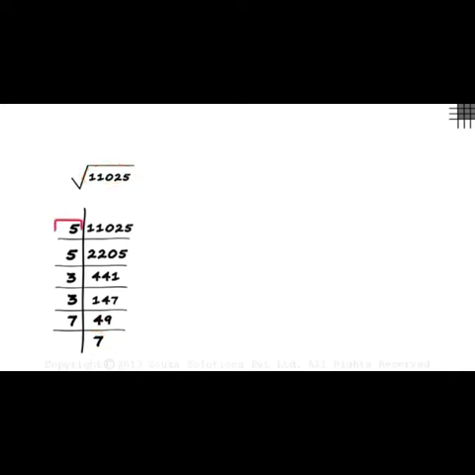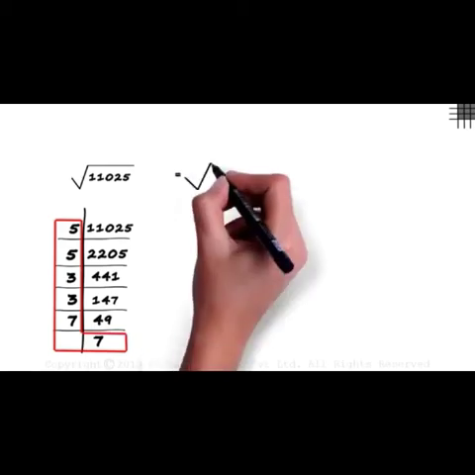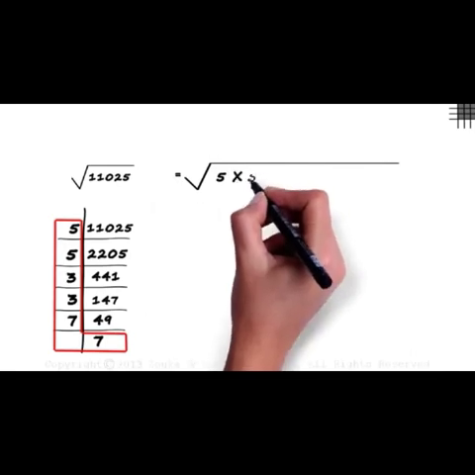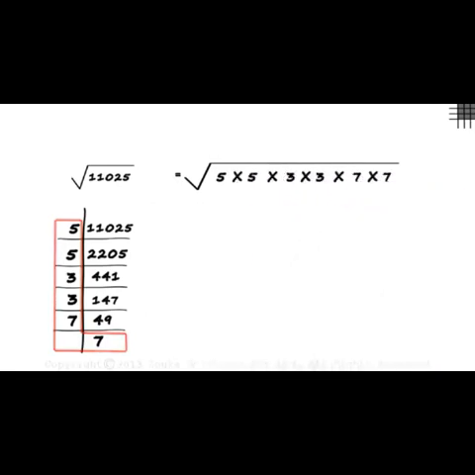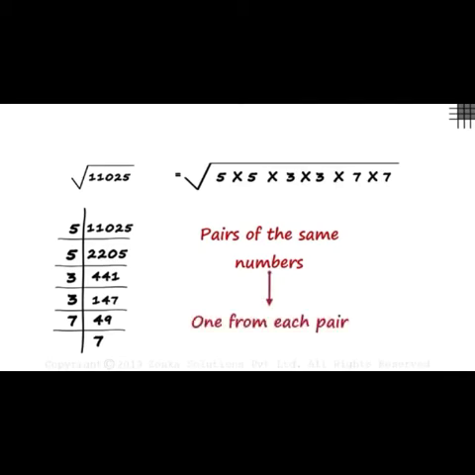So 11,025. The prime factors are 5, 5, 3, 3, 7, 7. So we can write it like this: square root of 5 into 5 into 3 into 3 into 7 into 7. Then we have two pairs of the same numbers, so we have to take one from each pair.